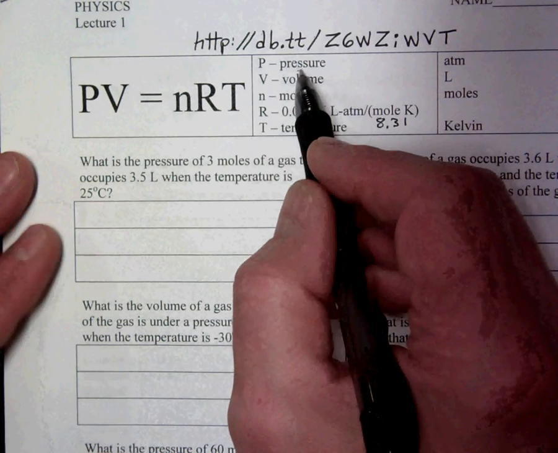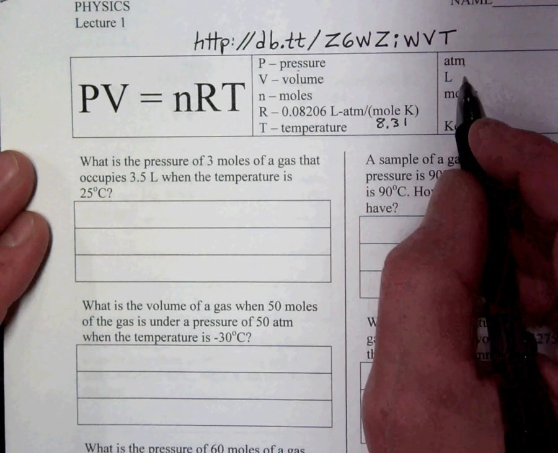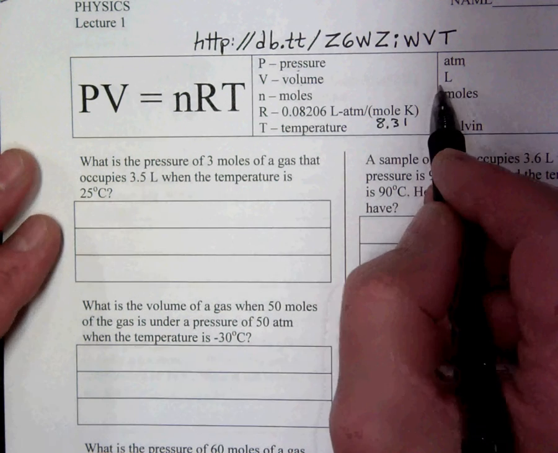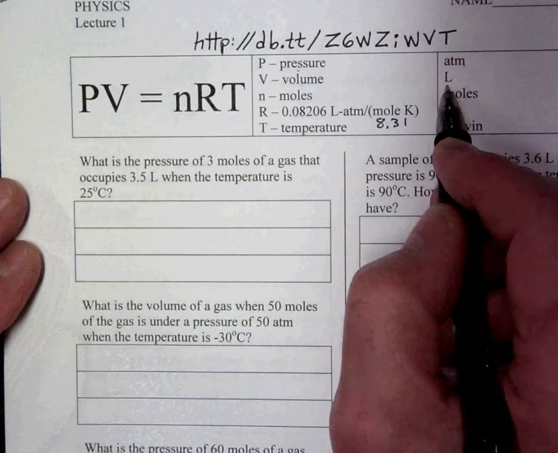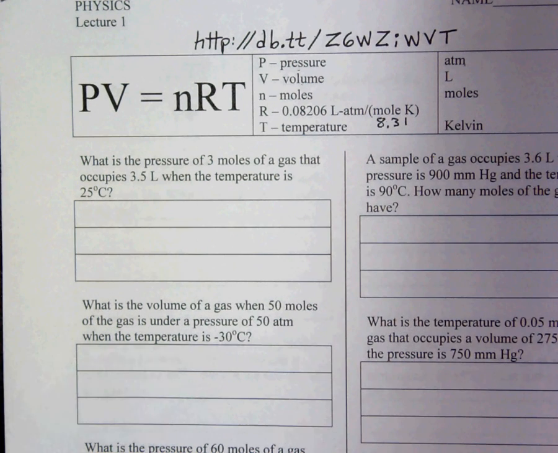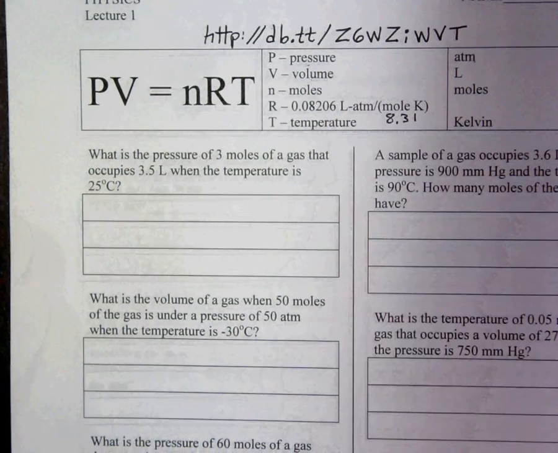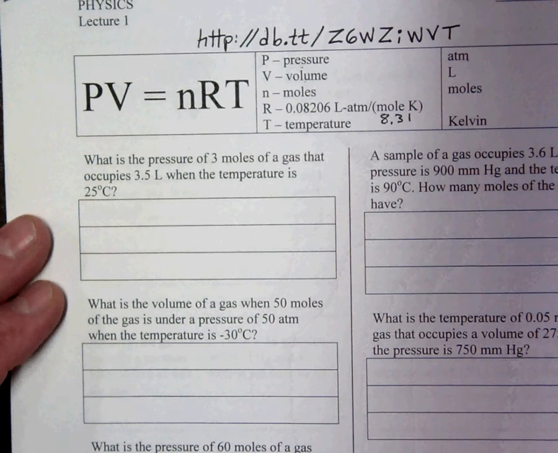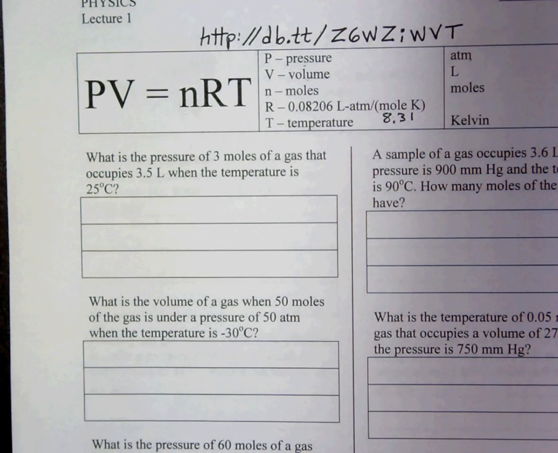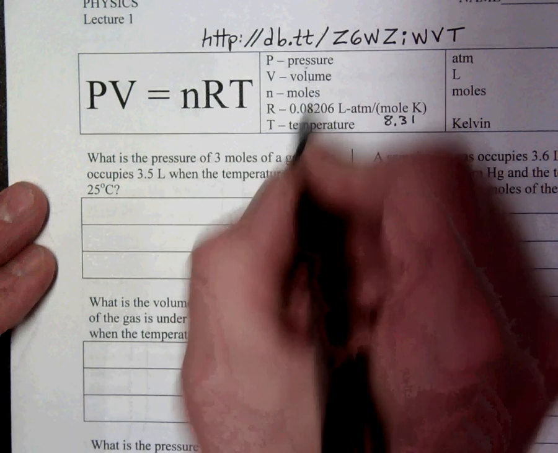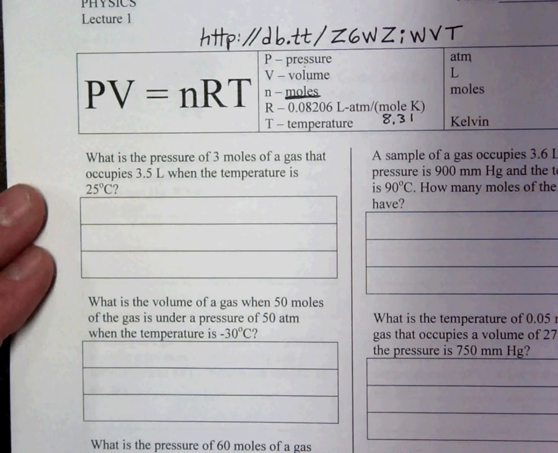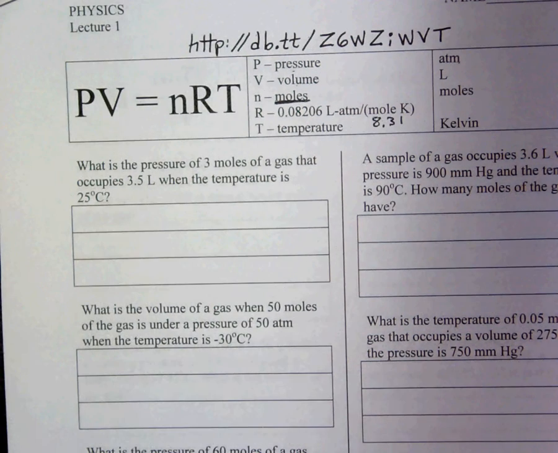The pressure is in atmospheres, and if you use 8.31, it has to be in pascals. Volume, the way I'm doing it, is in liters. If you use the 8.31, make sure the volume is in cubic meters. n is moles, that's not going to change, and temperature is in Kelvin, and that is not going to change. The key word for using this equation is moles. If you see moles, you're going to write down this equation first. No ifs, ands, or buts about this.